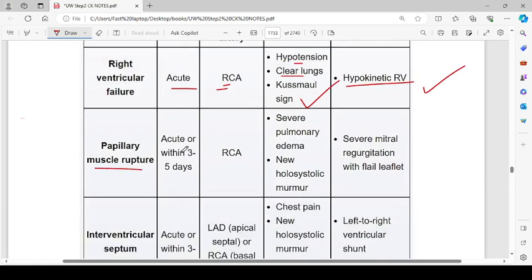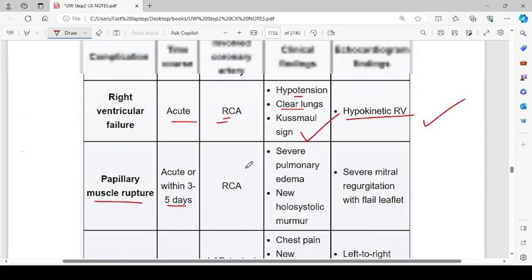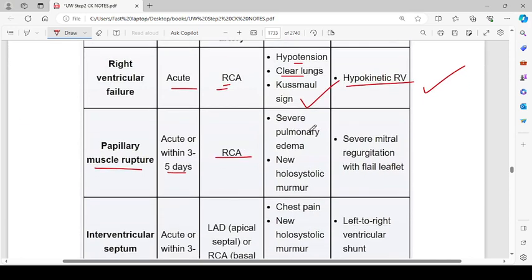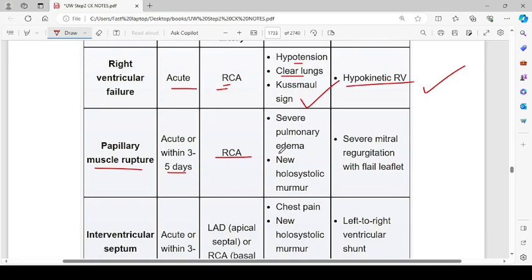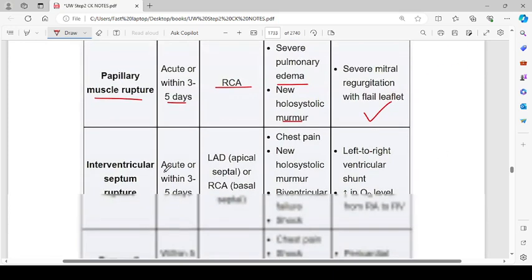Papillary muscle rupture, acute or within 3 to 5 days. The affected artery is the right coronary artery. The manifestations we find on clinical examination are severe pulmonary edema and a new holosystolic murmur. Severe mitral regurgitation with a flail leaflet will be the echocardiographic finding.